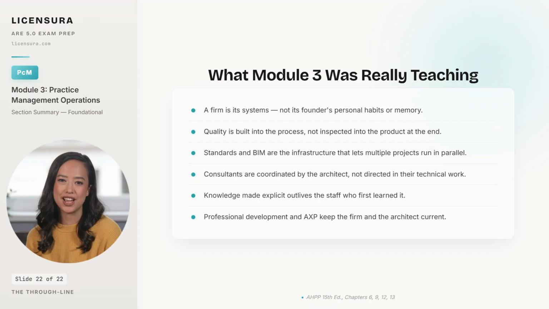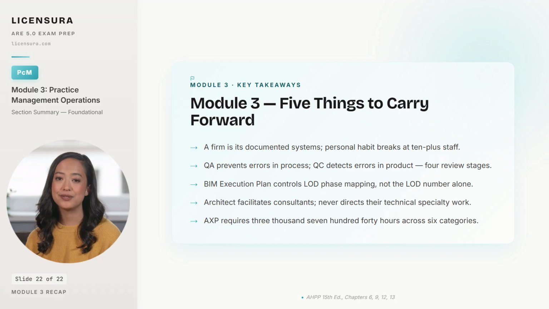Close with the 5 takeaways that should travel with you into the rest of the division. 5 things to walk away knowing from Module 3. First, a firm is its documented systems, and the moment headcount crosses roughly 10 people, personal habit and informal handoffs stop being enough. Every undocumented practice becomes institutional risk that surfaces at the worst possible time.